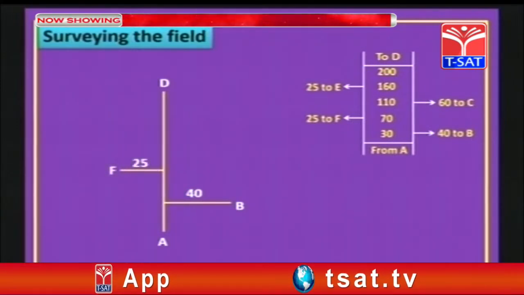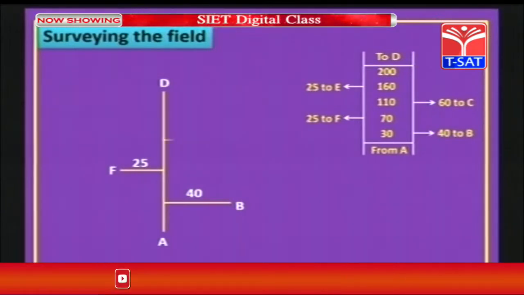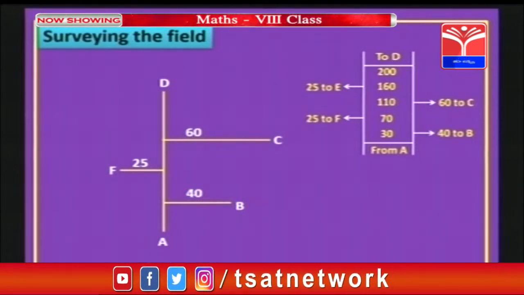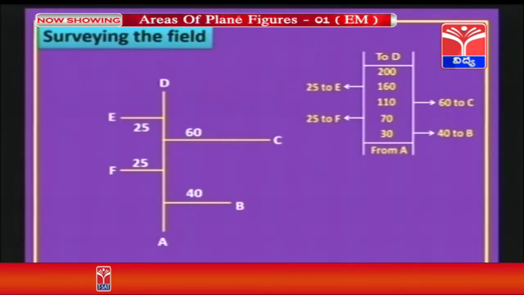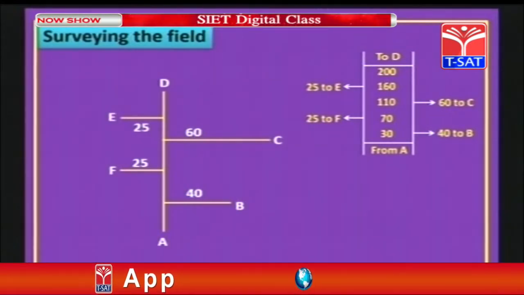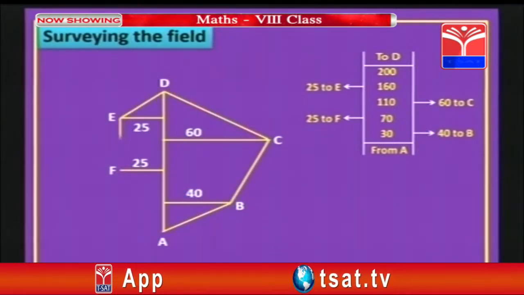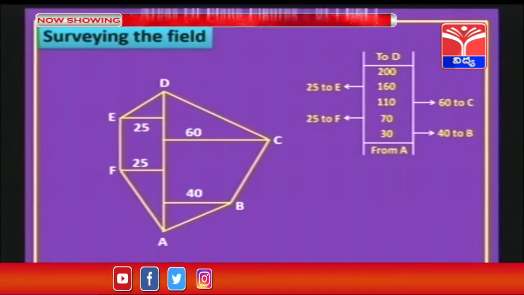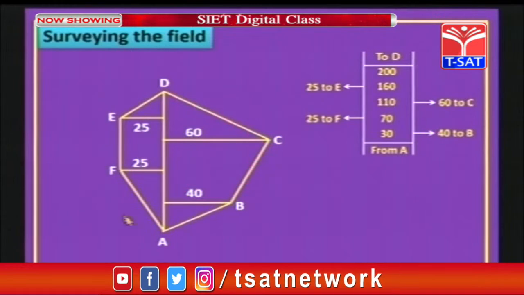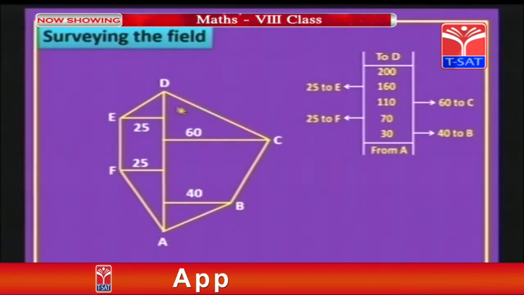And again at 70, we are moving towards the left, that is 25 to F. Again at 110, we are moving to the right, that is 60 to C. Then at 160 again we are moving to the left to E, a distance of 25. Now let us join all these vertices, children, A, B, C, D, E, F, and again coming back to A. Now if you notice, you got a closed figure, children, right? Now this is actually the shape of the field. Now we need to calculate the area of this field.